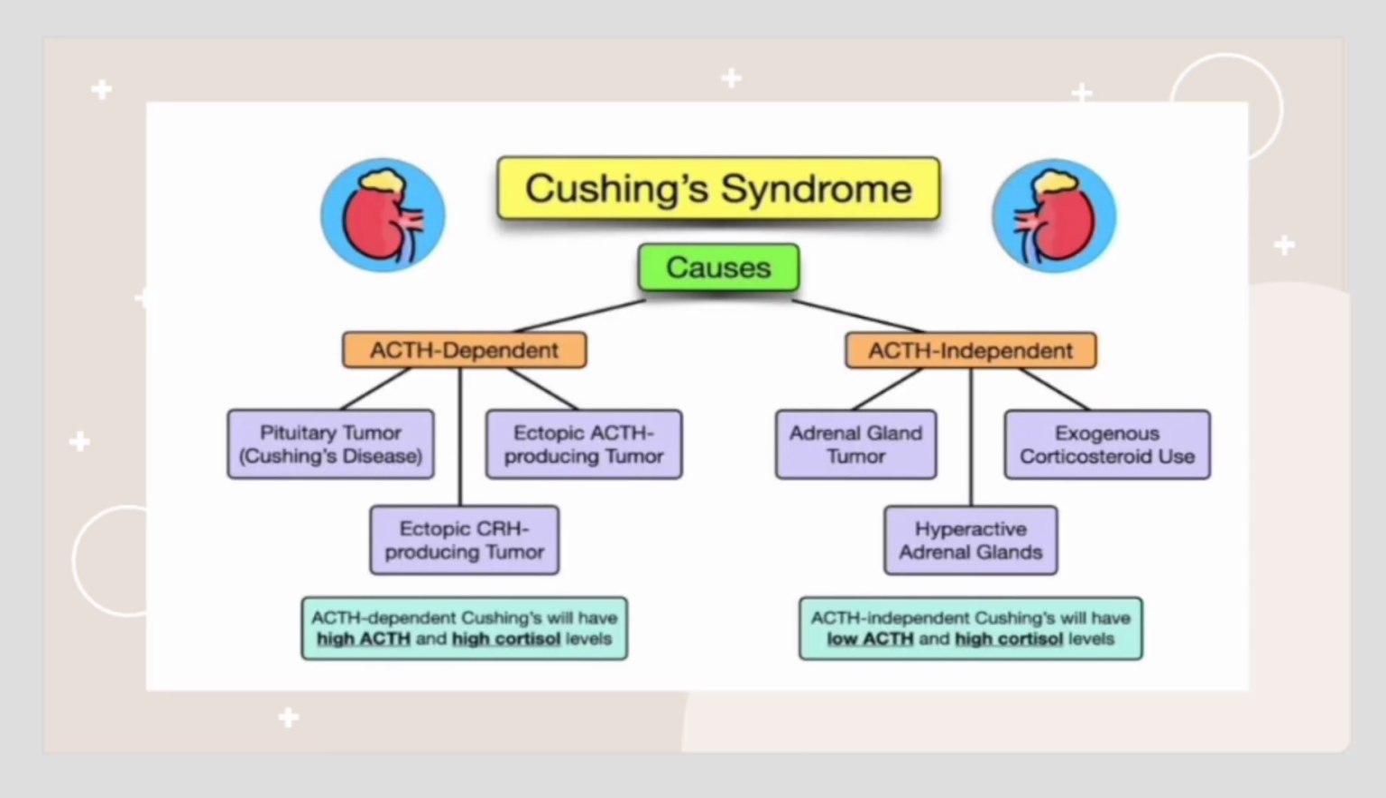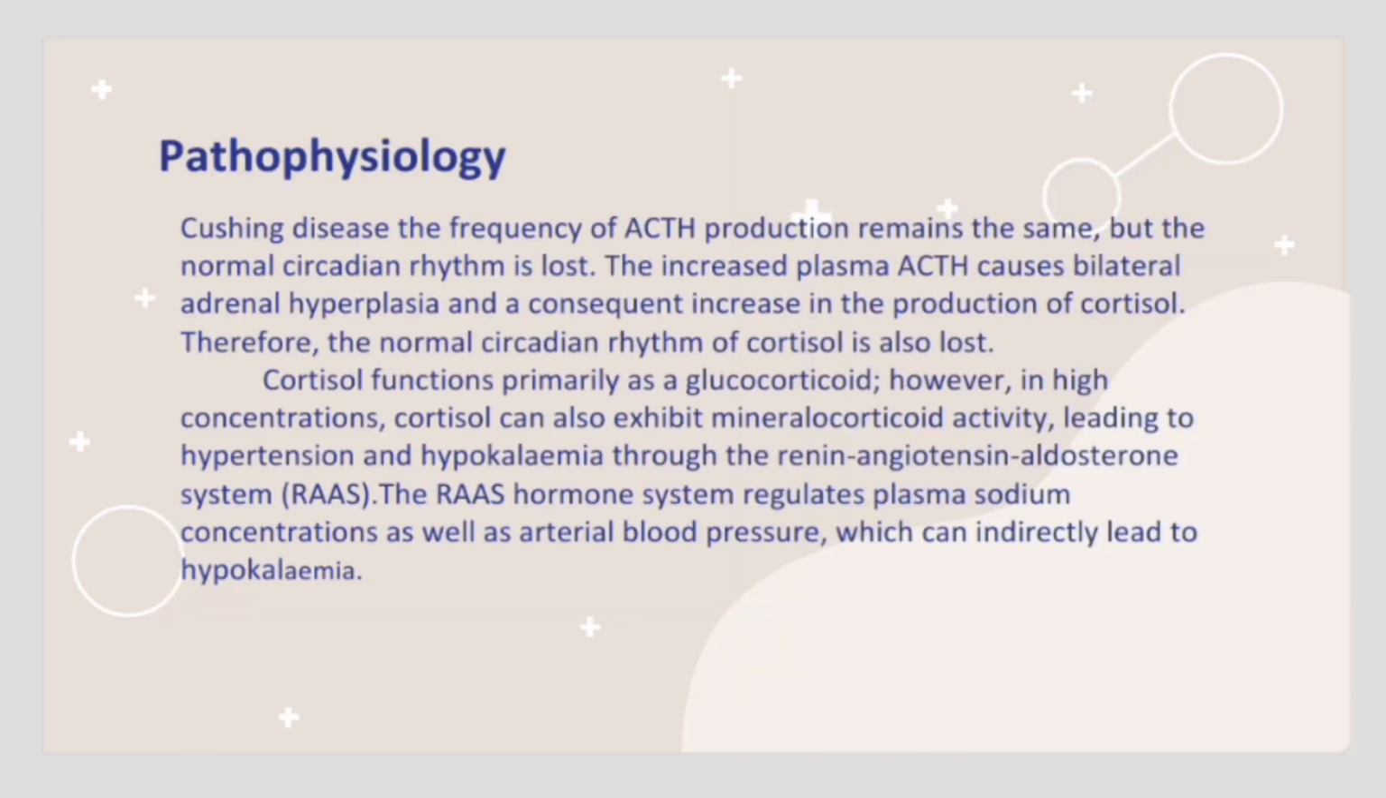Coming to the etiology, the main causes are dependent on ACTH and independent of ACTH. ACTH is the adrenocorticotropic hormone which is secreted by the pituitary gland. ACTH dependent causes are mainly pituitary tumor, ectopic ACTH producing tumor, ectopic CRH producing tumor. ACTH dependent have high cortisol and high ACTH levels. Coming to the independent: adrenal gland tumor, exposure to corticosteroids, hyperactive adrenal gland. ACTH independent has low levels of ACTH and high cortisol.